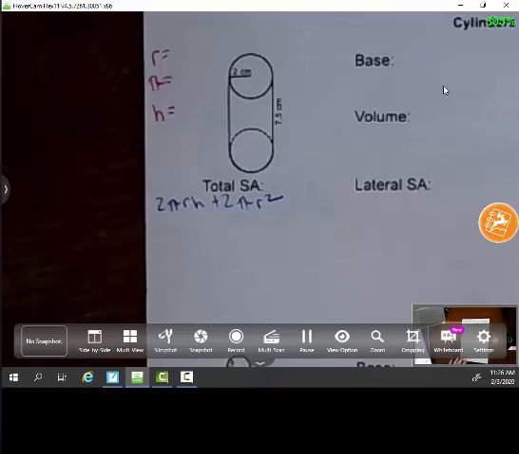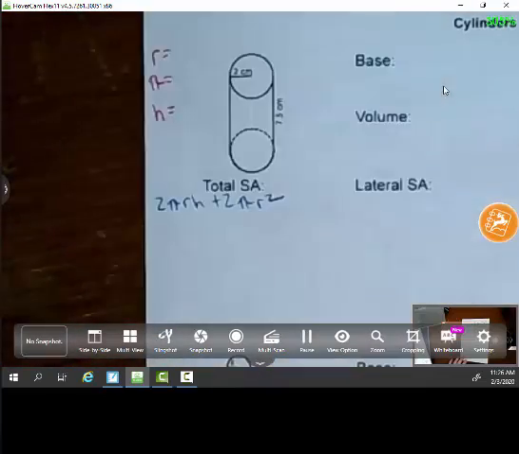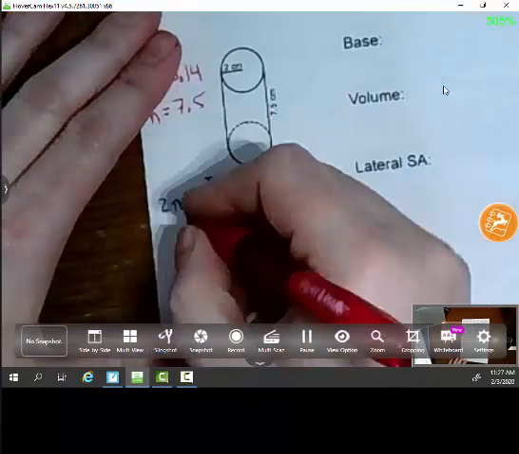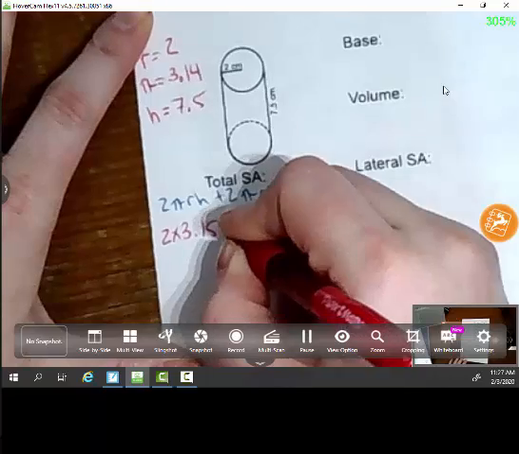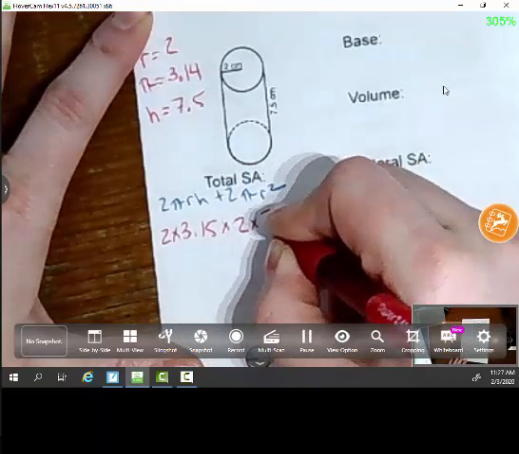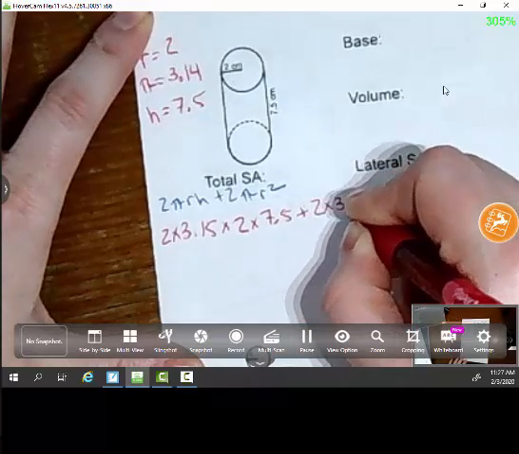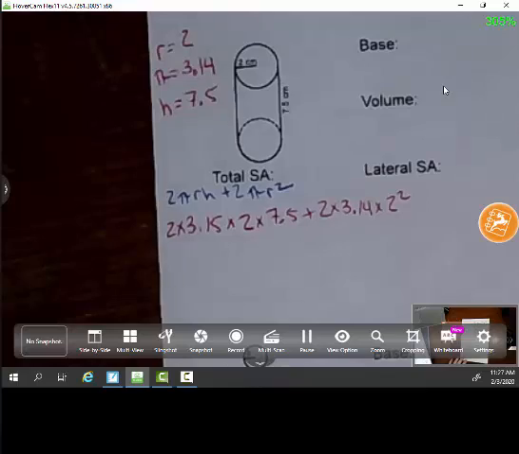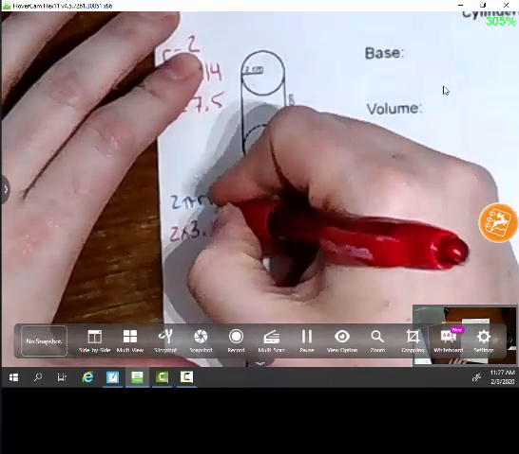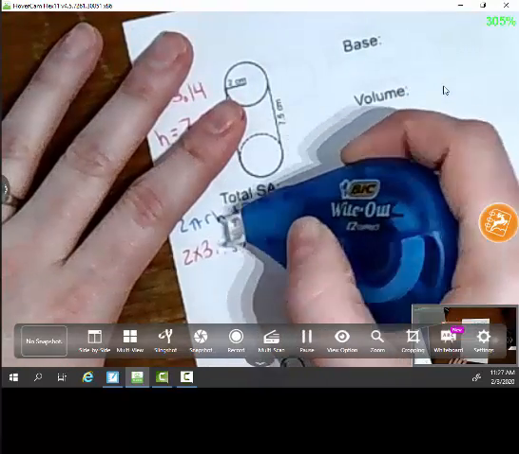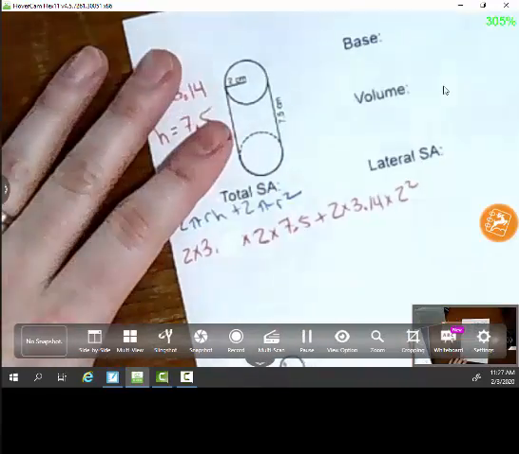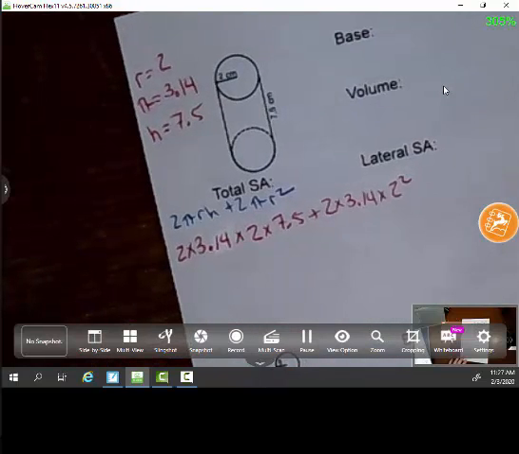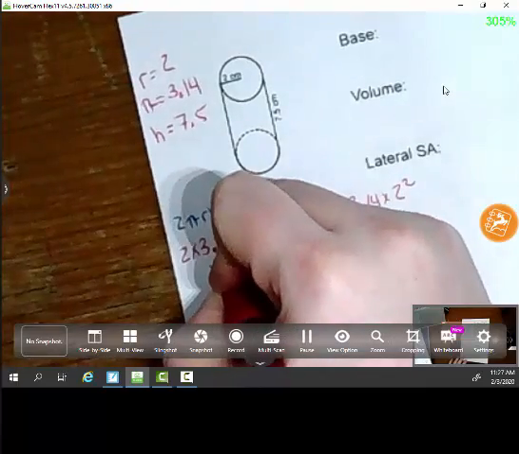What's the radius? 2. What's pi? 3.3. And the height? 7.4. So then what's the total surface area? 119.52 centimeters squared.